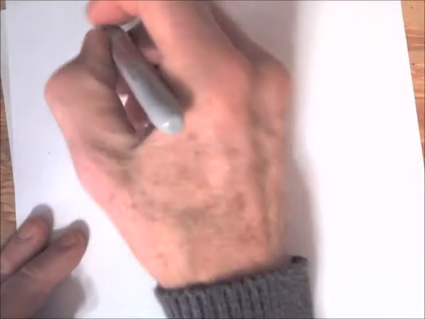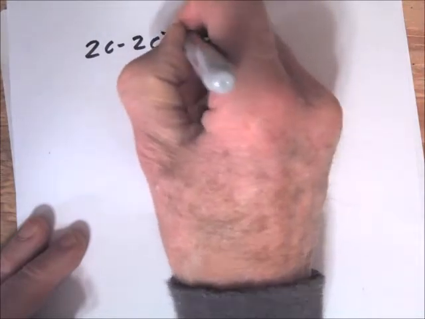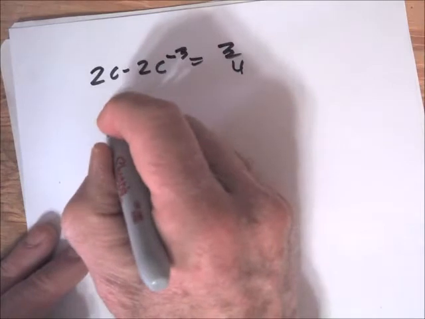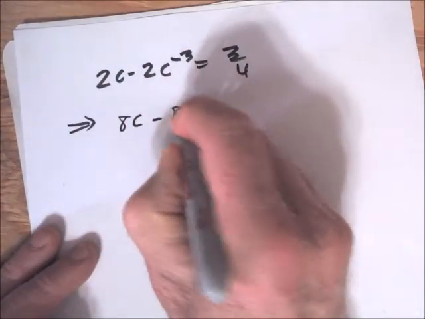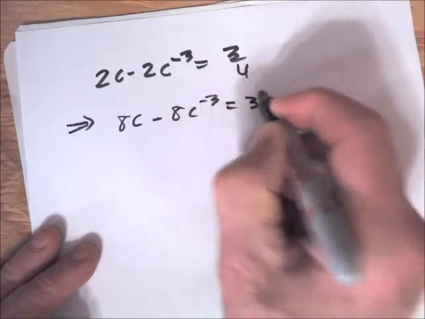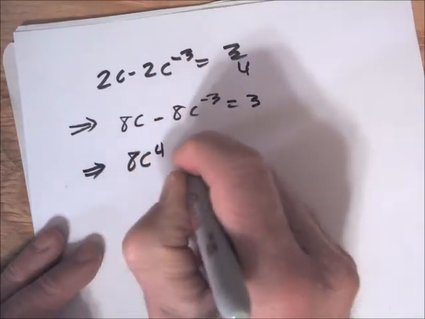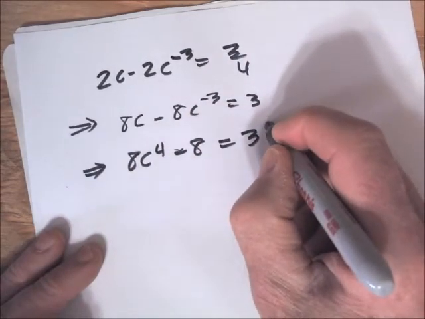So we have 2c minus 2c^(-3) equals 3/4. If we multiply by 4, we can get rid of the fraction there. We get 8c minus 8c^(-3) equals 3. Multiply everything by c^3. We get 8c^4 minus 8 is equal to 3c^3.